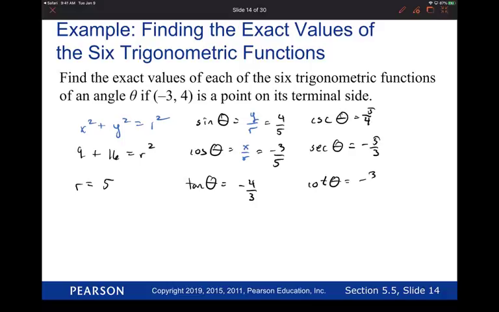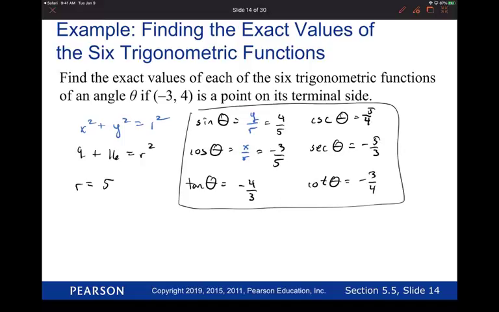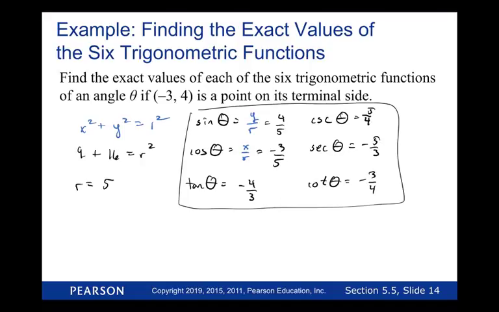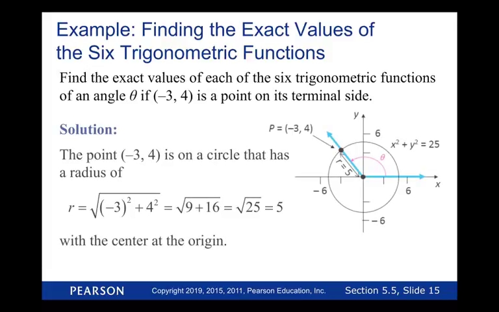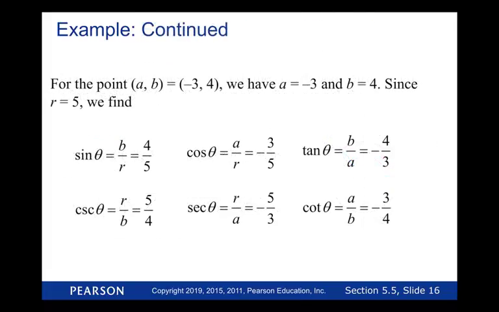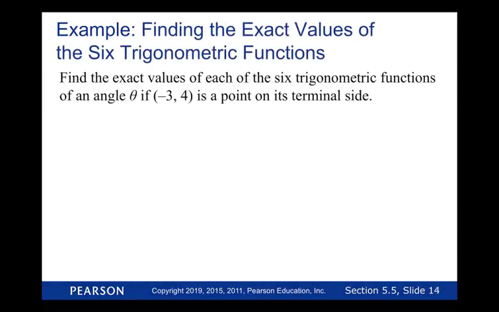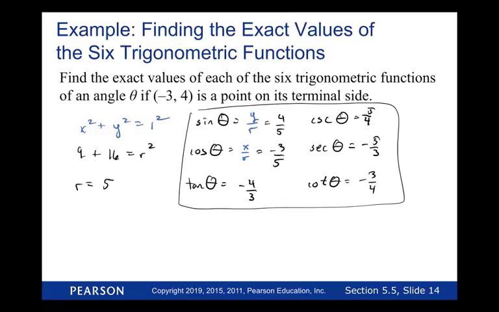Any questions here? Do we agree or disagree? Did we get all these results? I think we're missing a negative for cosine. Let's go back. No, I think we're okay. Yeah, we're okay.